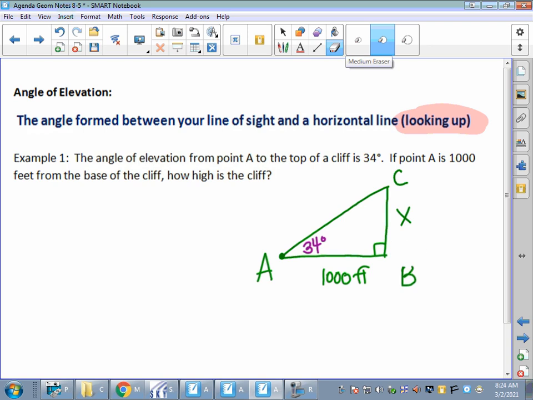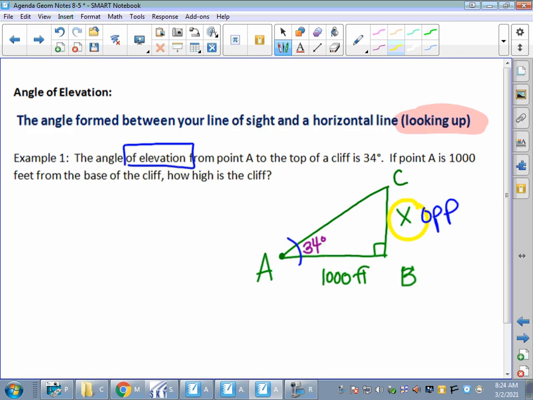Once I've got this diagram, it looks just like what we've been doing previously. I want to know this side right here. I've got this angle, and I had to know elevation meant that I was looking up at the top of the cliff. So if I'm using this angle A at 34 degrees, X is the opposite. 1,000 feet is the adjacent. It's definitely not the hypotenuse. So what part of SOHCAHTOA will I be using here? Opposite and adjacent would be tangent. I didn't write it at the top of the page, but hopefully you've got that figured out.